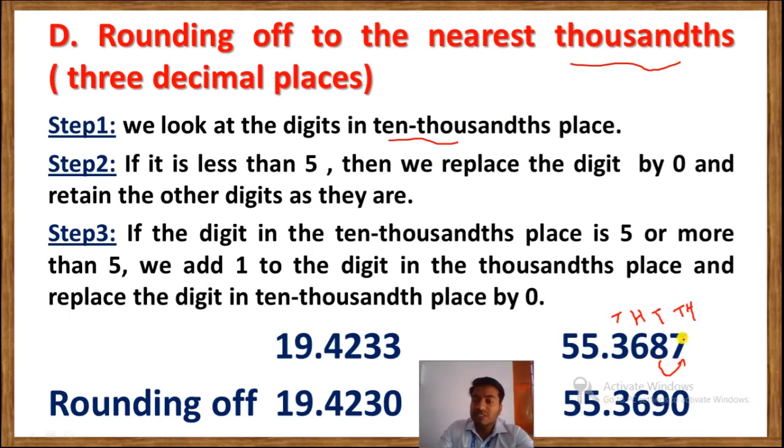So we need to see 7, and 7 is more than 5. In this case, we have to increase this 1000 place value by 1. So right now here we have 8, and when we increase by 1, this will become 9. And we have to replace the 10,000 place value by 0. This side will be as it is, as you can see on the screen, 55.369 0. This is the answer. Understood?